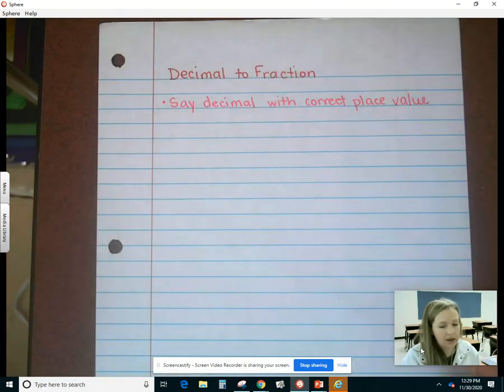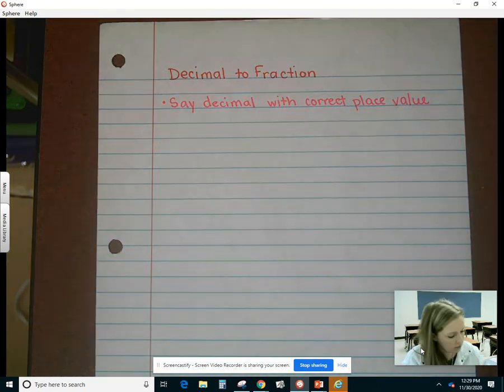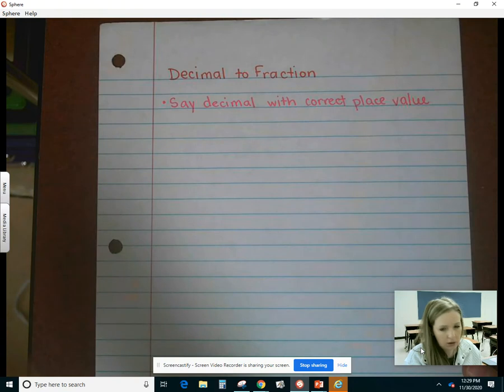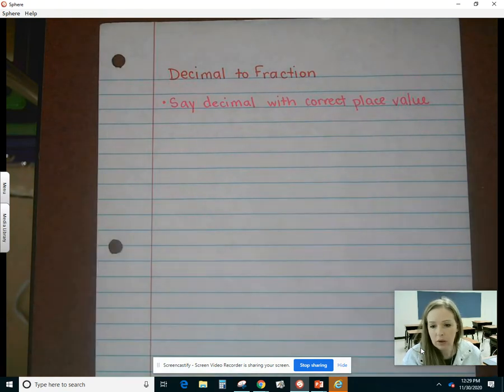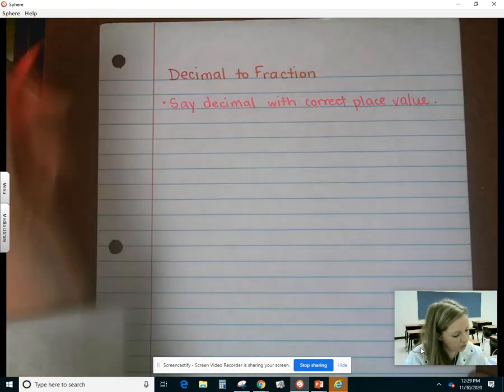So I could say 0.08 or a decimal. That's not using place value. So we would say that as 8 hundredths, and we'll look at that in just a minute. So that's the step 1. Say it with the correct place value.